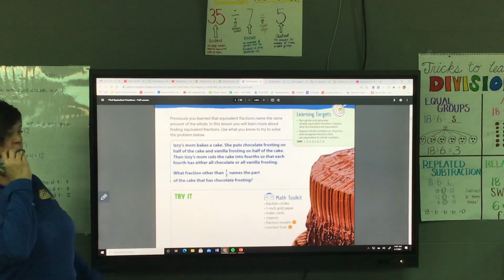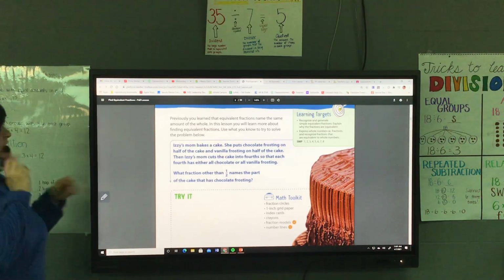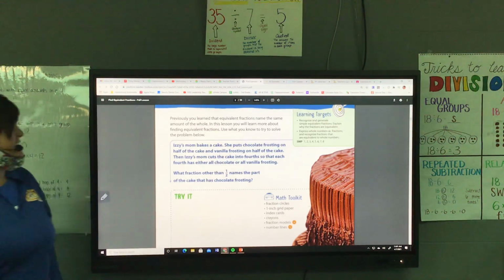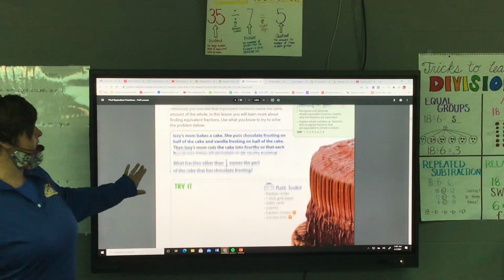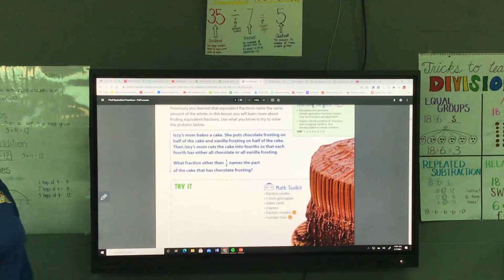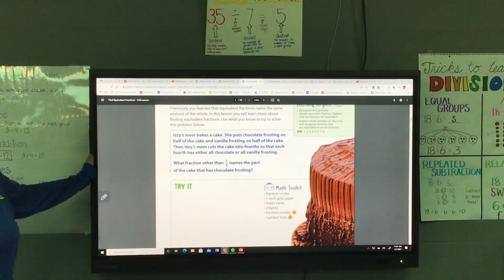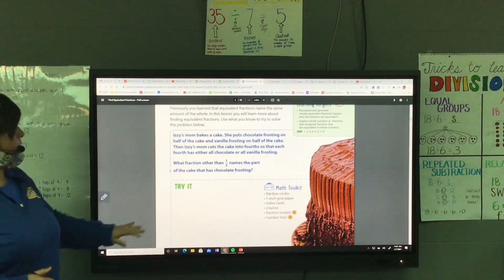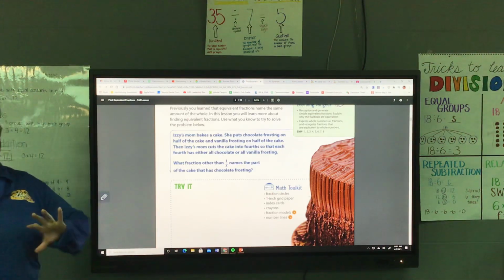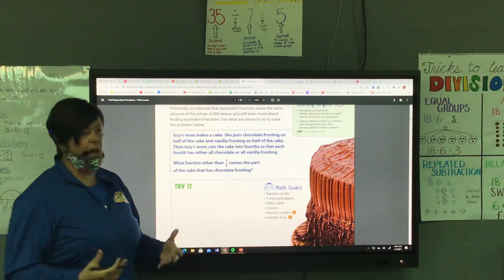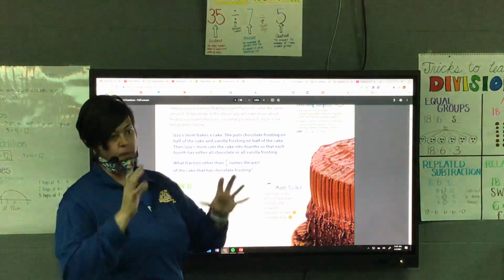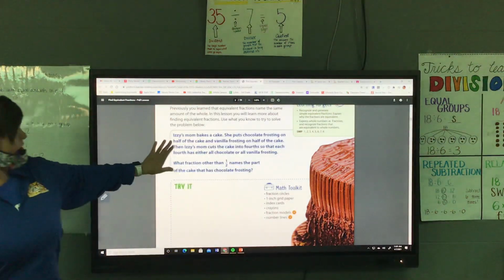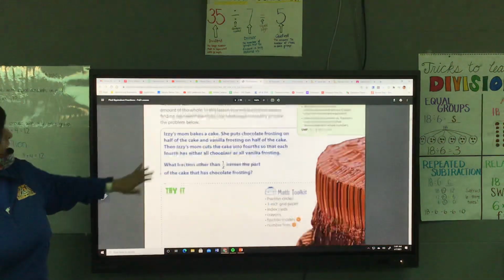All right, so on 495, it says, previously you learned that equivalent fractions name the same amount of the whole. In this lesson, you will learn more about finding equivalent fractions. Use what you know to try to solve the problem below. This is one where they have us practice it out, and then they show us how they broke it all apart to solve it. But let's go ahead and read this word problem together.